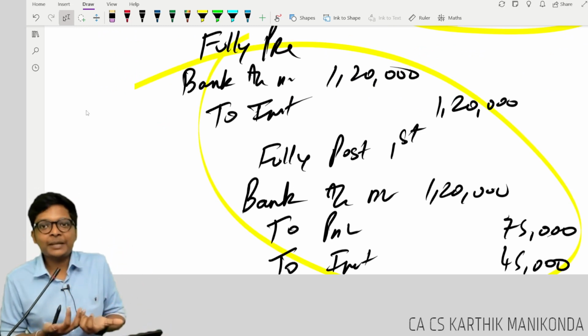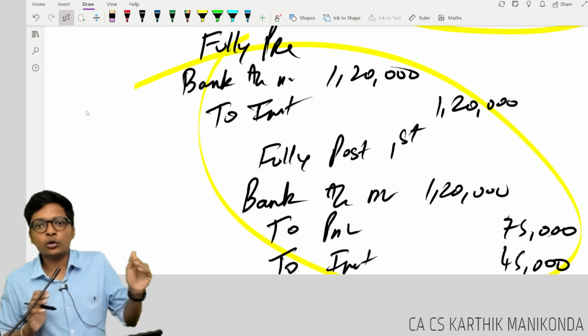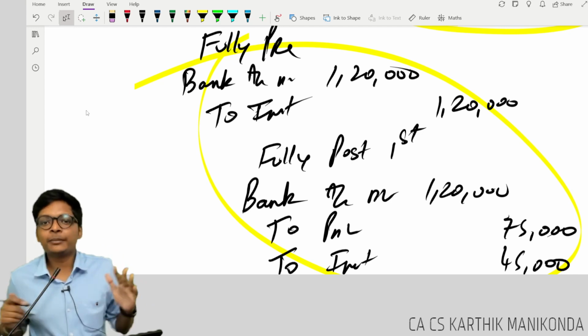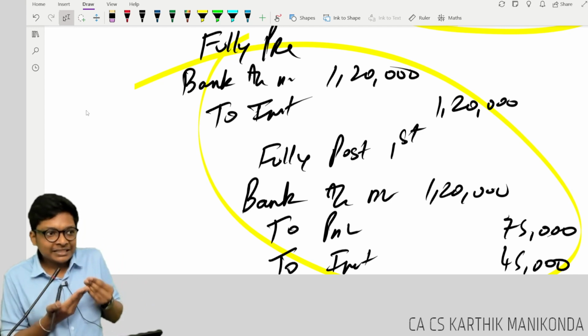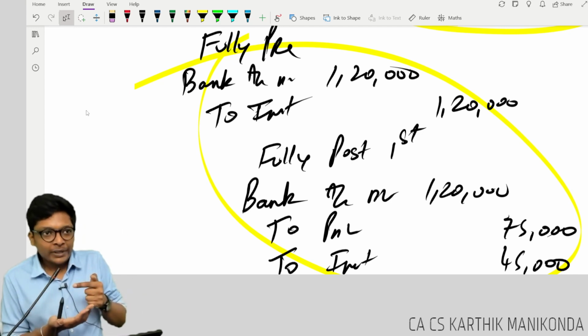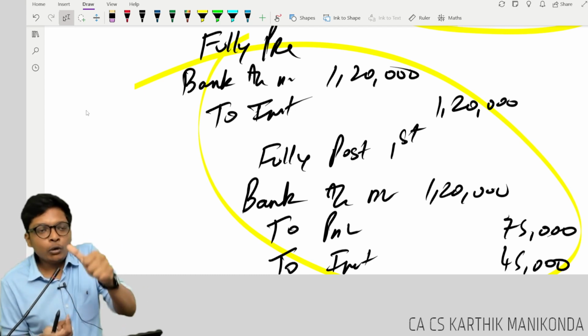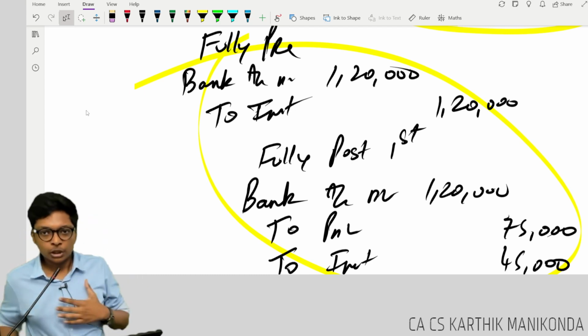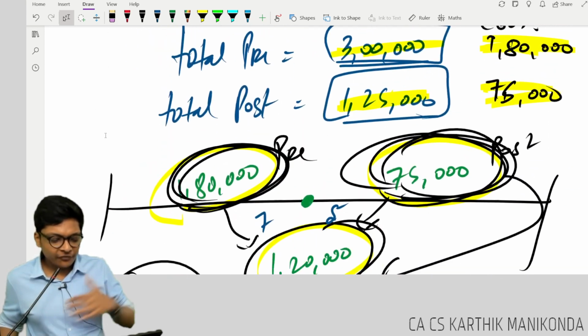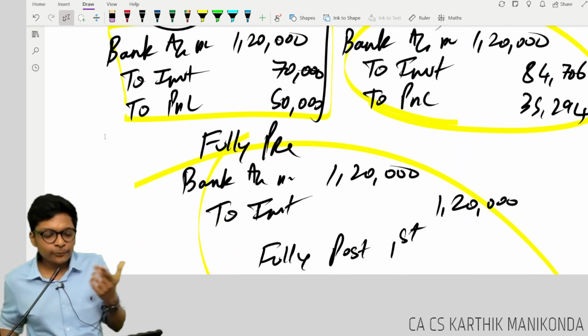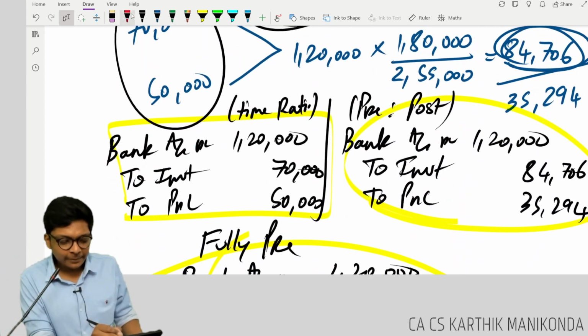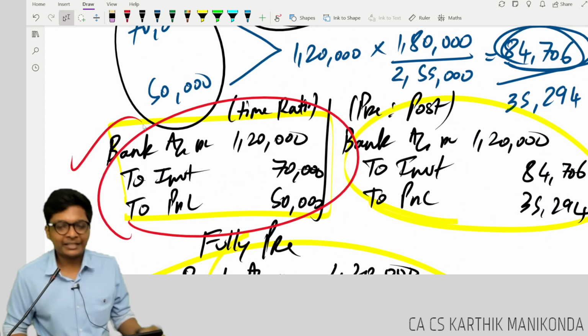This question, why time ratio? Because the question is silent and they use the hint that profits evenly arose all the year. So I am using time ratio. Why? Because dividend is declared for that year. When dividend is declared for that year, how can I use pre-profits of the previous year? So I will use profits only of this year. So this year I am going to take time ratio. That's why it makes logic to go with this in this particular sum.